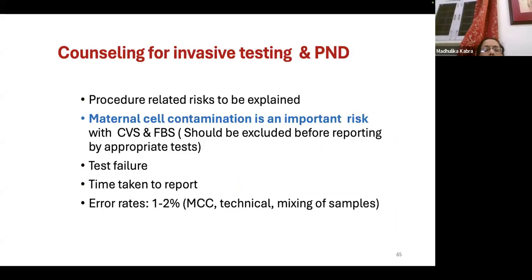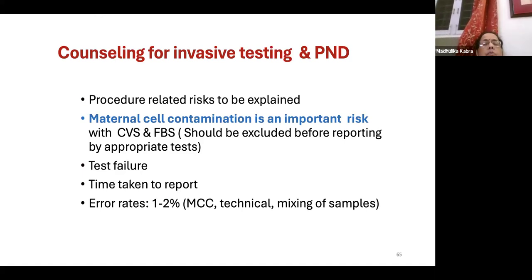Next slide. So you all know that we have to counsel before doing an invasive test and explain about the disorder. Procedure-related risks are to be explained, and you all know that there is a learning curve, but in experienced centers, the procedure-related risks are very, very low, say something like 1 in 500, and it's almost equal for amniocentesis and chorionic villus biopsy.